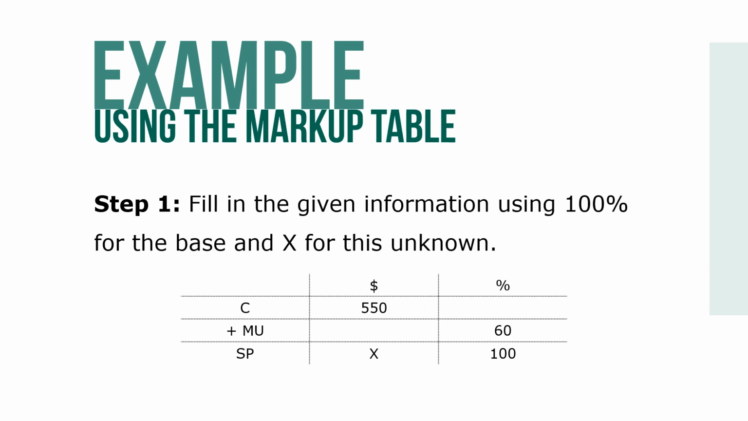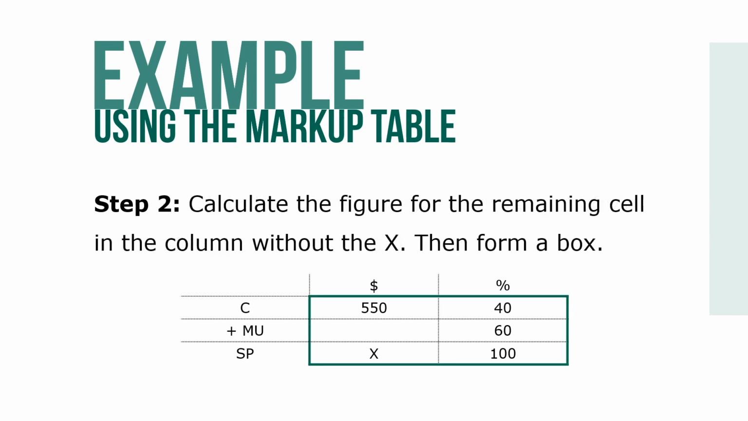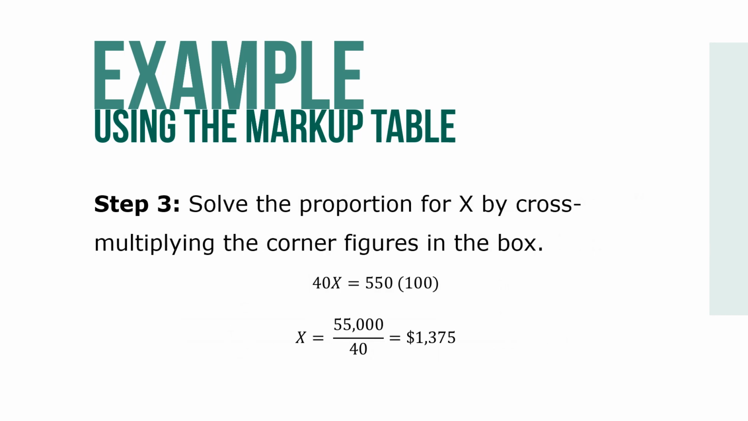$1,375. We can also use the table to fill in the given information using 100% for the base and X for its unknown. Calculate the figure for the remaining cell in the column without the X, then form a box. Solve the proportion for X by cross-multiplying the corner figures in the box. In this case, 40x equals 550 times 100. So x equals 55,000 over 40, which equals $1,375.